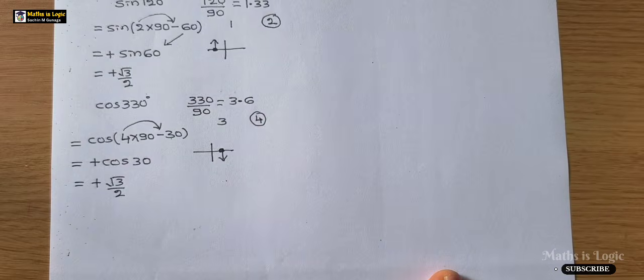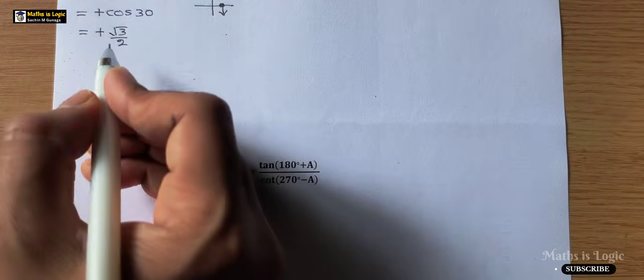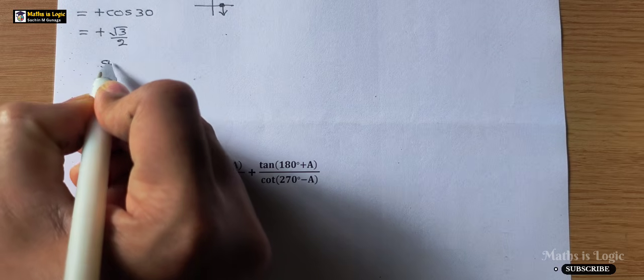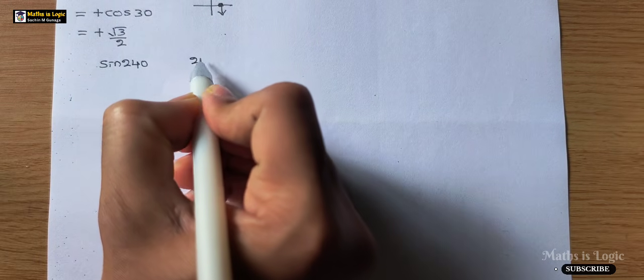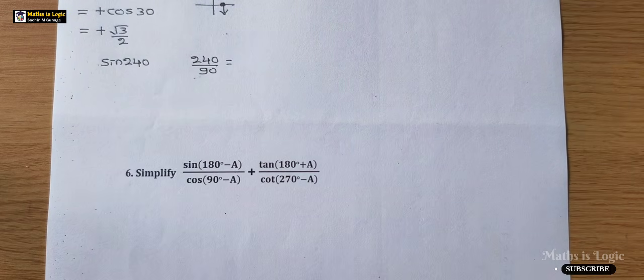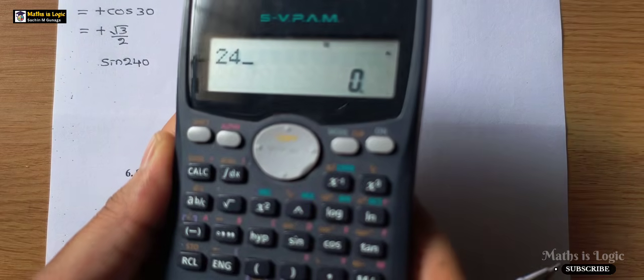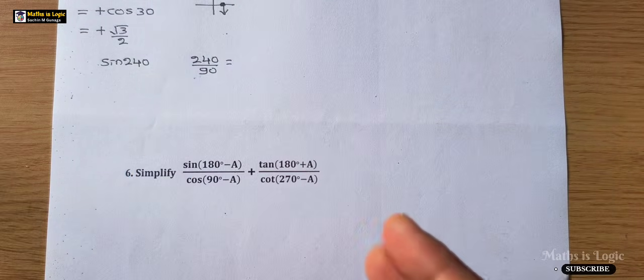Next, third, sine 240. So write sine 240. Again same, 240 divided by 90. 240 divided by 90 is 2.6.